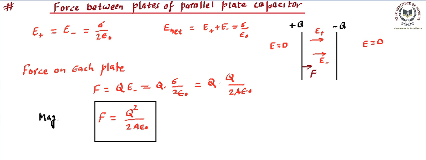Similarly, if we talk about this minus Q, this minus Q is placed in this plus E field. Since this charge is negative, the force will be opposite to the direction of the field. That means this minus Q plate will experience a force in this direction. But by looking at these figures or directions, we can say both the plates attract each other.